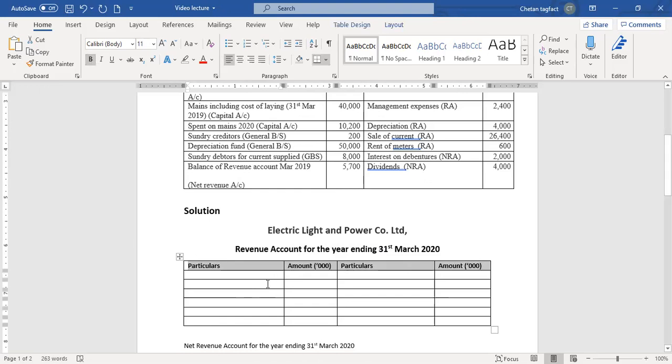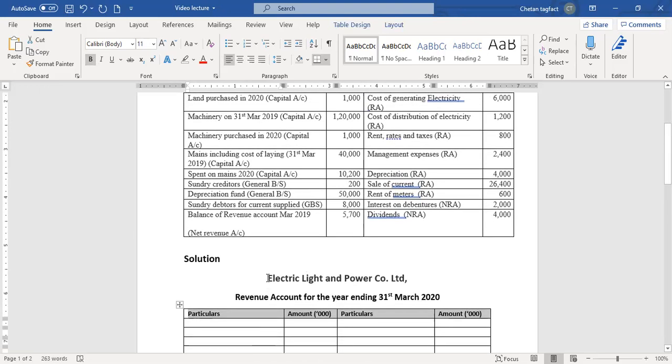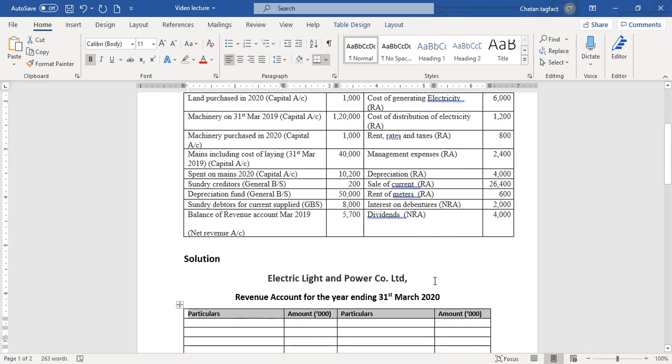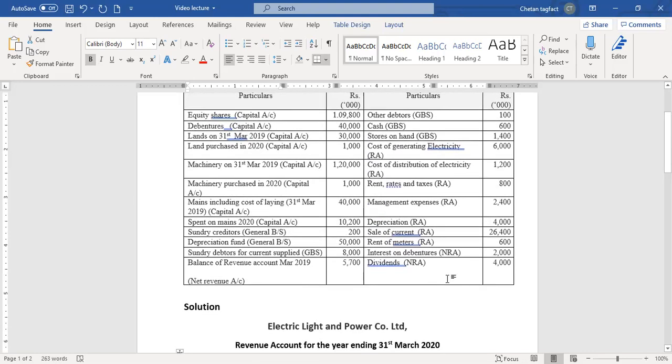What are the items that come in the revenue account? We have already identified the items that are going to come in the revenue account in this particular problem. Remember, when you are preparing your revenue account, we are not taking any balances brought down. So purely you are going to prepare this looking into the items given in the question. Okay, so now let's start preparing the revenue account.